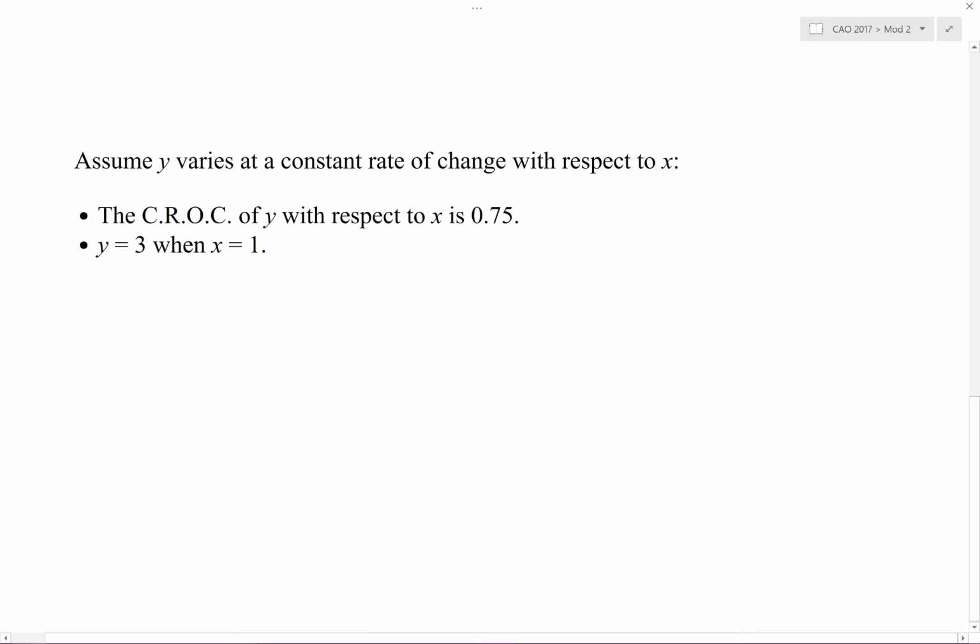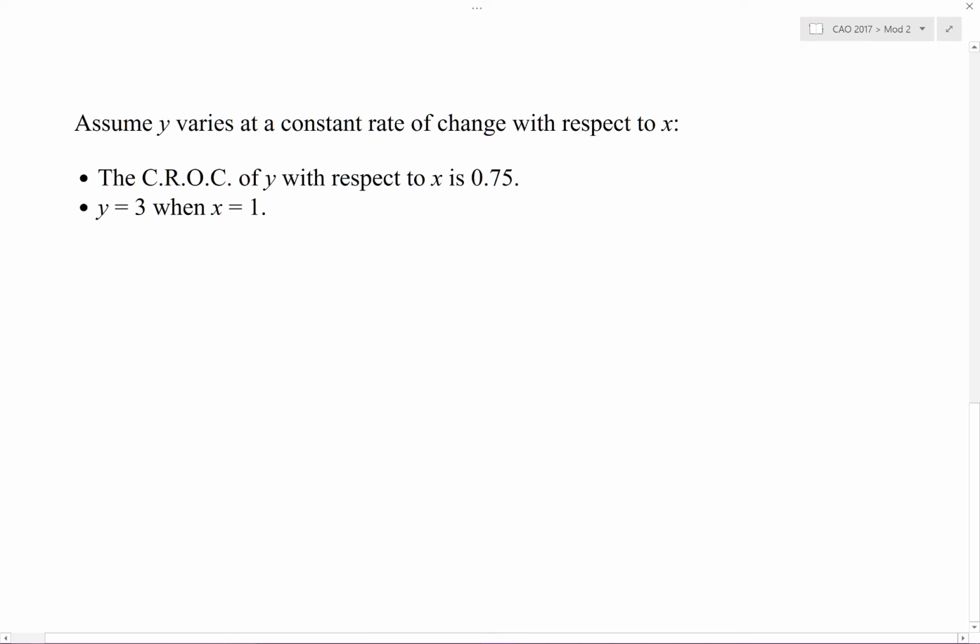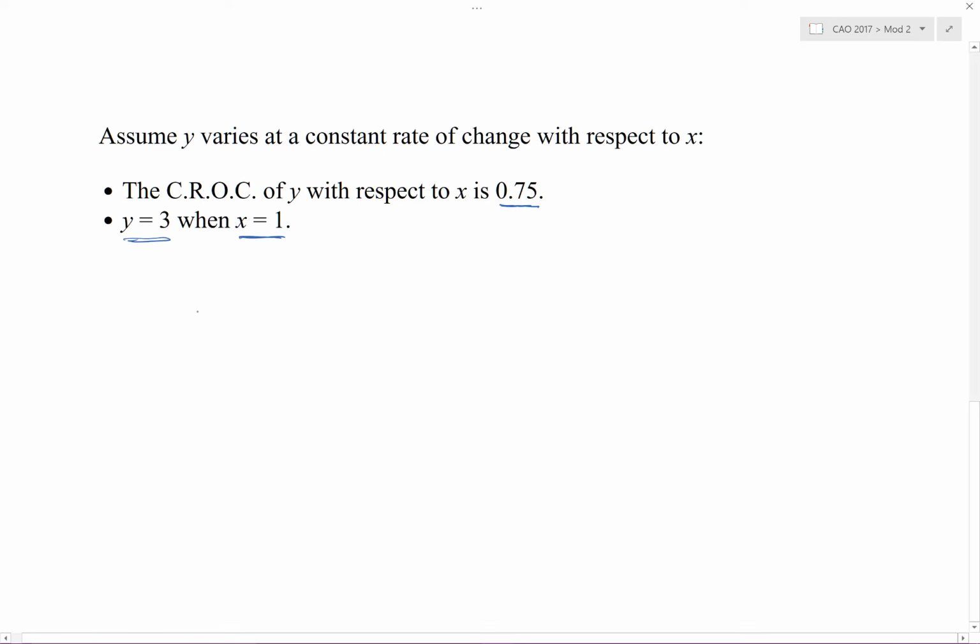Let's assume that y varies at a constant rate of change with respect to x, and the constant rate of change of y with respect to x is 0.75. And let's assume that y equals 3 when x equals 1. This is enough information to determine the value of y given any value of x. So let's look at some specific examples. When x equals 5, we can determine the value of y.